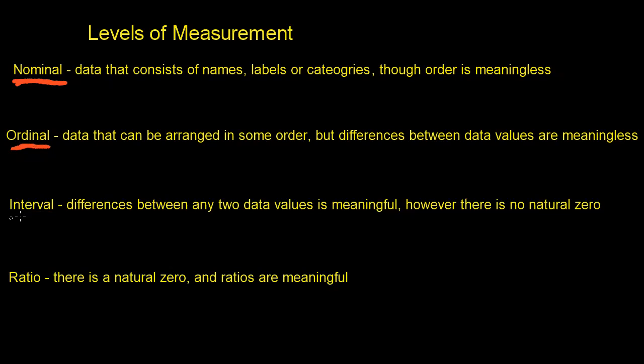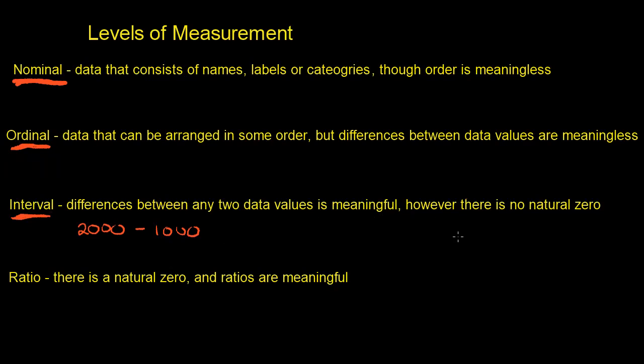Next, we have interval type of data. So in interval type of data, you can actually take the difference between two data values, and that's meaningful, but there's no natural zero. So an example would be years. If you're asking when specific events happened, you're asking data that consists of years, and say something happened in the year 2000 and another thing happened in the year 1000, you could take the difference and you'd say, okay, well, this was 1,000 years later, right? There's no natural zero, right?